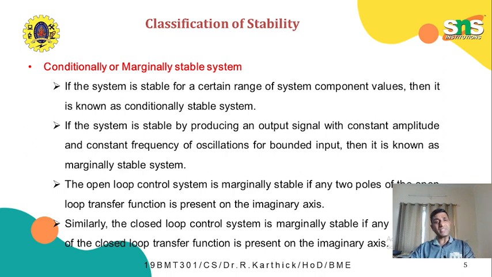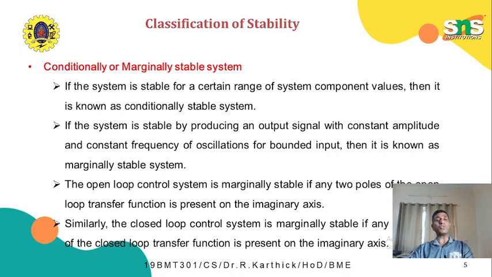The next one we call the conditionally stable system or marginally stable system. If the system is stable only for a certain range of system component values, then it is known as the conditionally stable system. If the system produces an output signal with constant amplitude and constant frequency of oscillation for a bounded input, you can see here the output does not reach its final value. Instead, it has some constant amplitude and constant frequency of oscillations for a bounded input. Then the system is known as a marginally stable system or conditionally stable system.